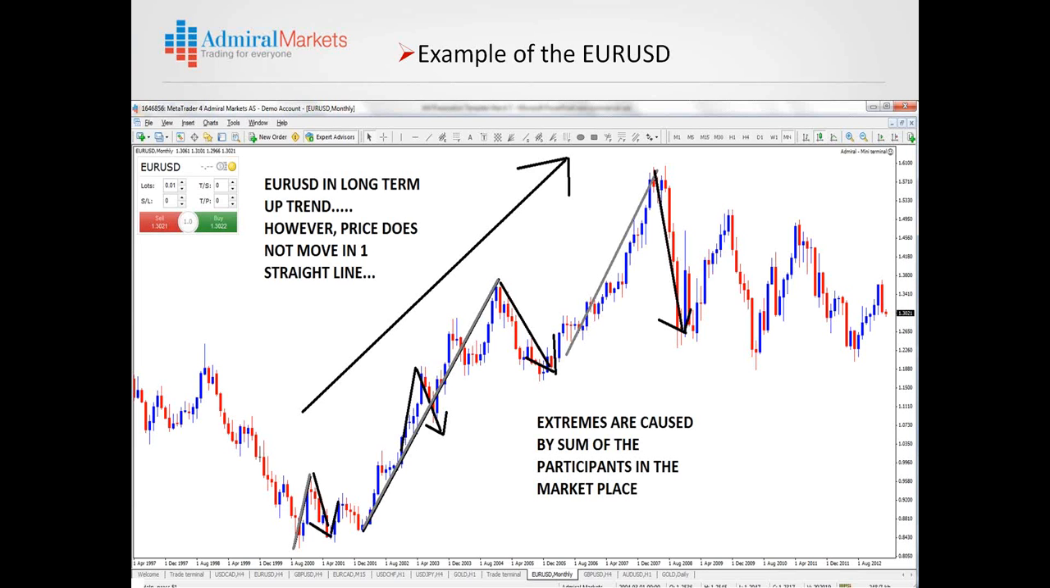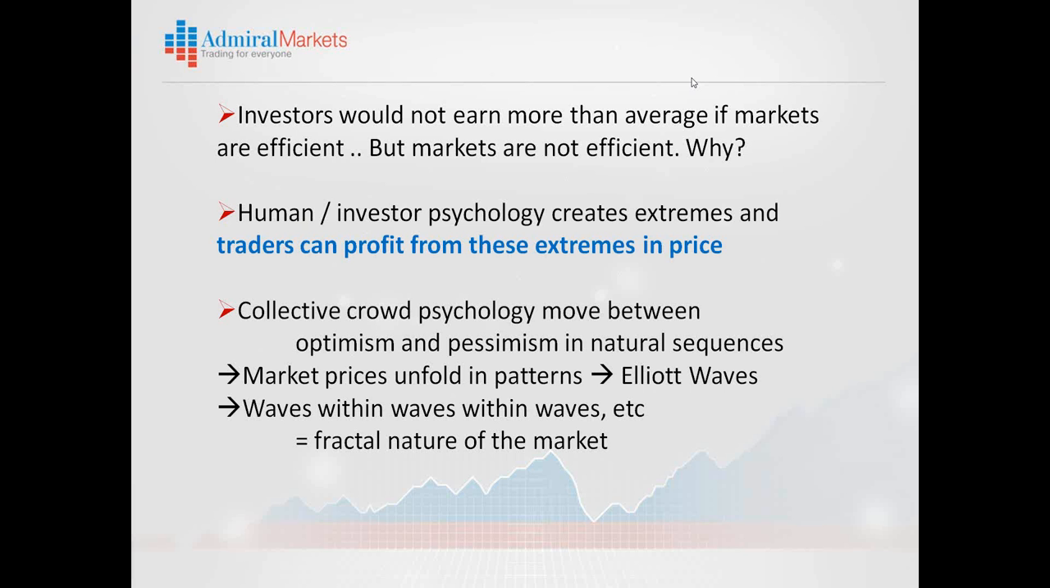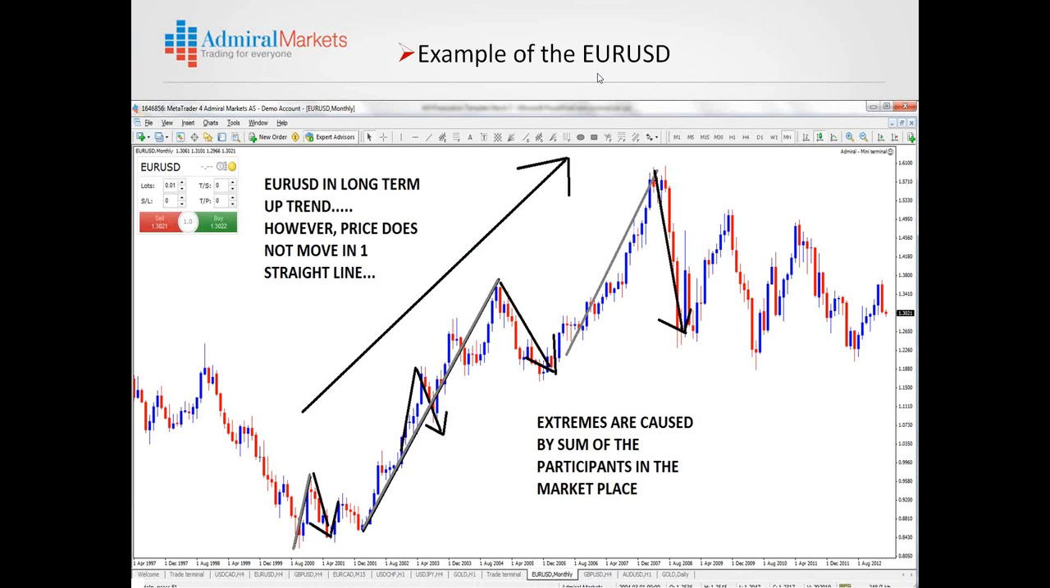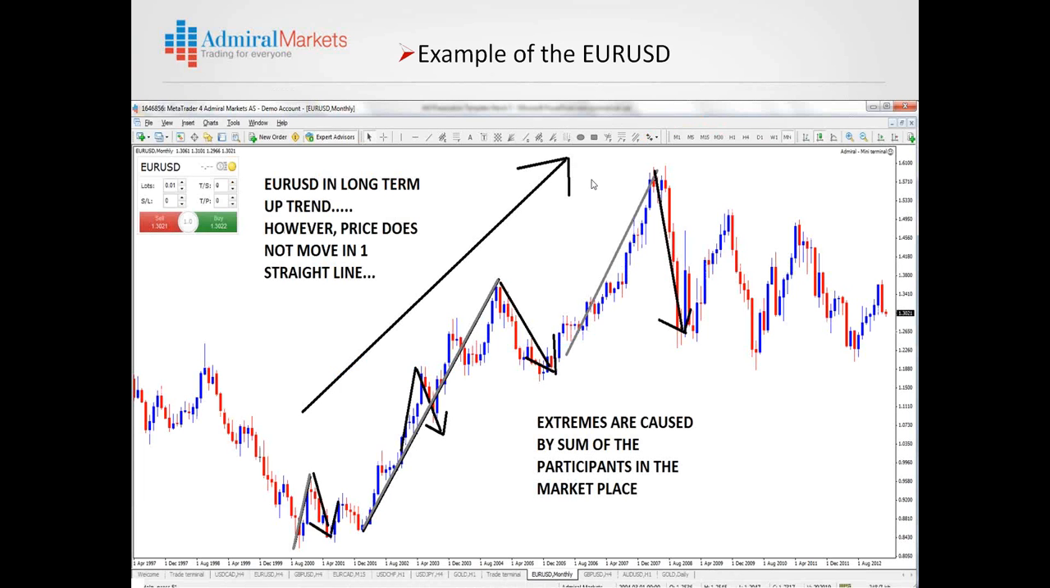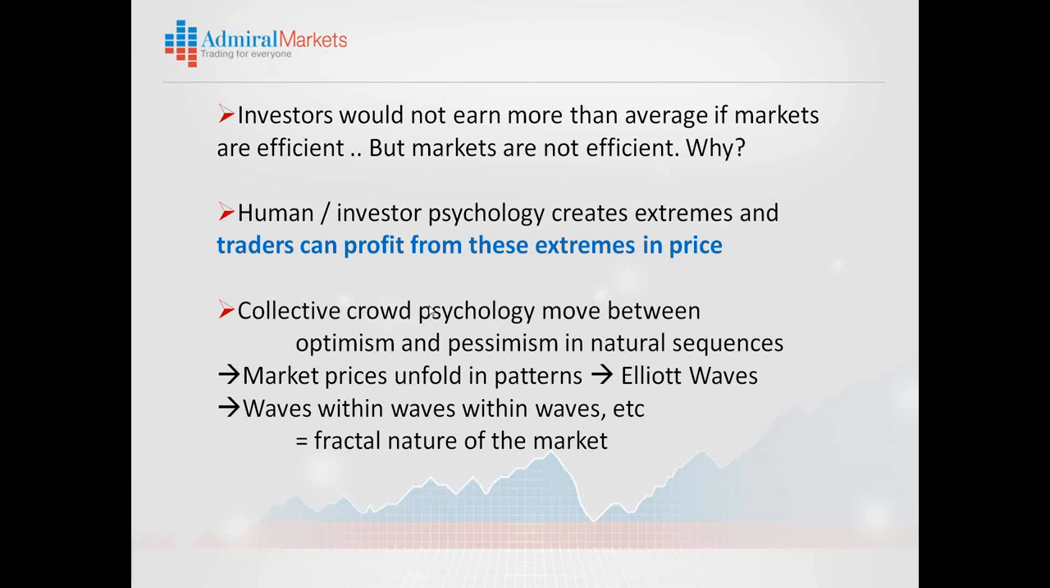Okay, so let's take a look at the next one. Oh, did I skip one? Yeah, sorry. All right. So here, for example, I think this is the euro-dollar month chart that I just talked about. You can see the euro-dollar is in a long-term uptrend, but prices do not move in one straight line. Just a simple example of these ups and downs, but of course we see it on every time frame. We see retracements and moves up and down no matter what the trend is.